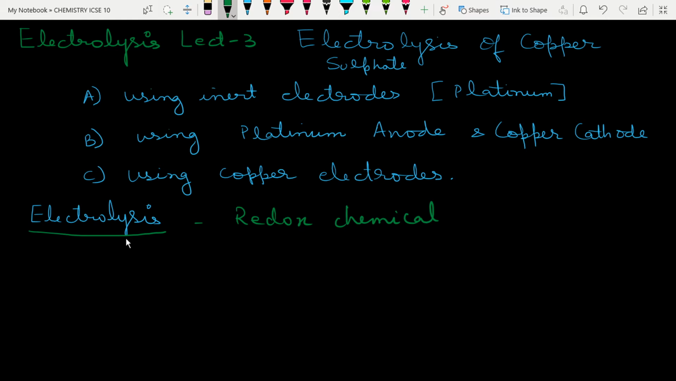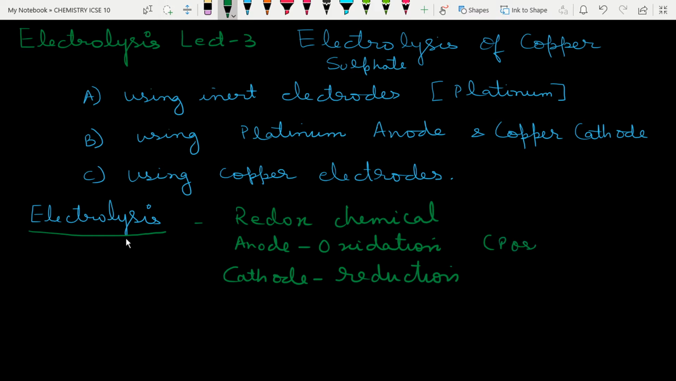And in this redox chemical change, what happens? At the anode, we see oxidation, and at the cathode we see reduction. So anode here is positively charged and cathode is negative in charge.